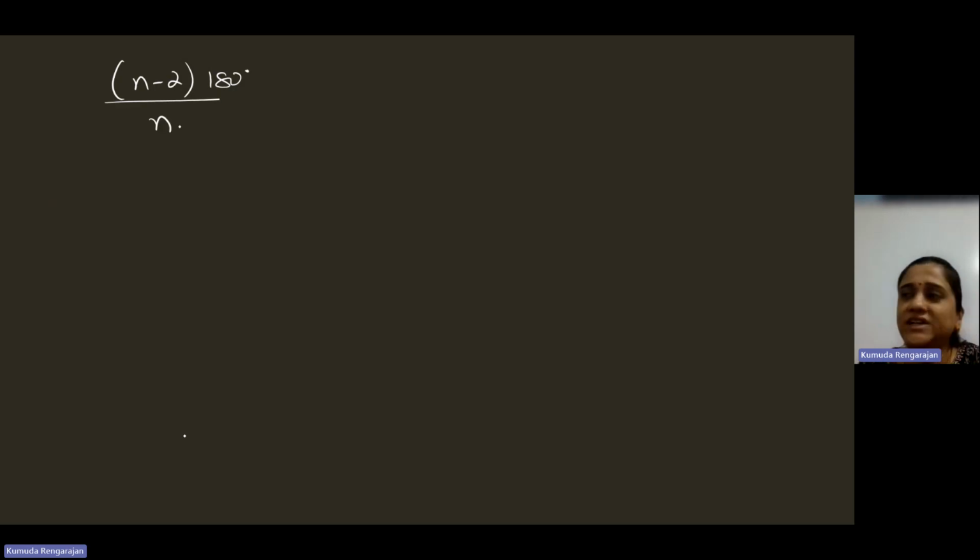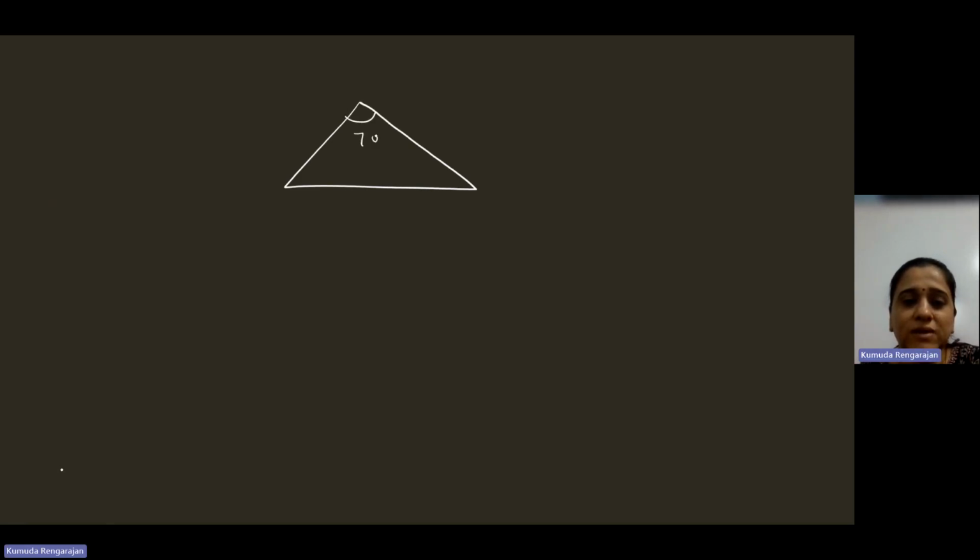Now, if it is a regular polygon, this is the sum of all the interior angles, so each interior angle will be that sum divided by n. What's the sum of all exterior angles? 360. If it is regular, each exterior angle will be 360 by n. I'll just take a triangle and explain it for you. In a triangle, I'll mark 80, 60, and 40, for example.